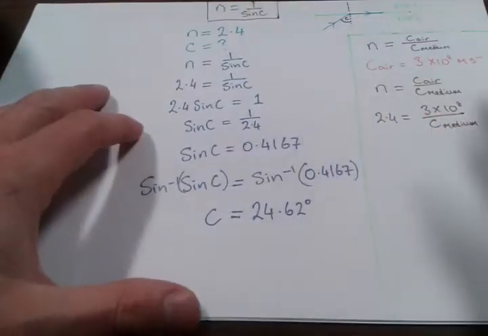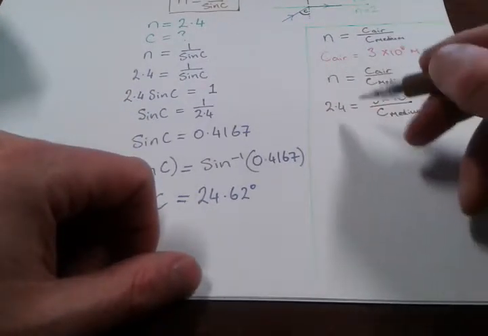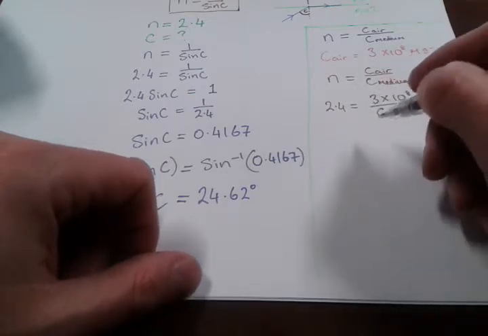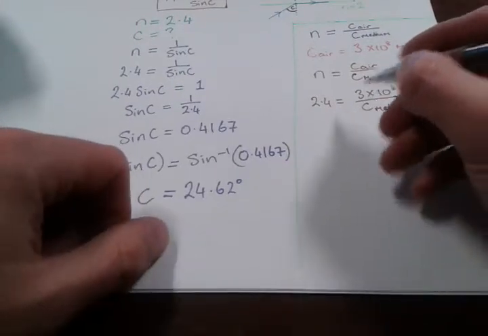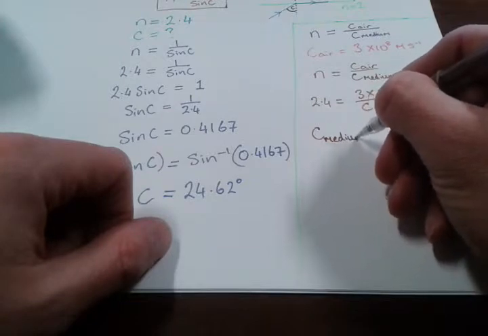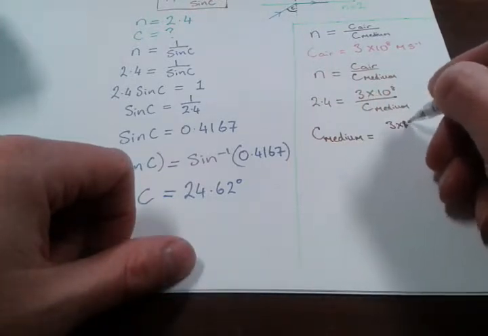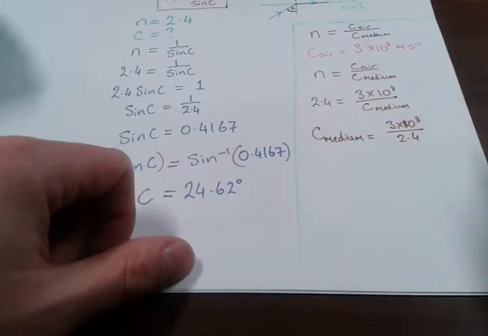Okay, now I have to rearrange this. So I multiply across by the speed of light through the medium, and then I divide by 2.4. I've done a similar sort of thing over here, so I'm not going to redo it again. But what I'll end up with is c of the medium is equal to 3 by 10 to the power of 8 over 2.4.